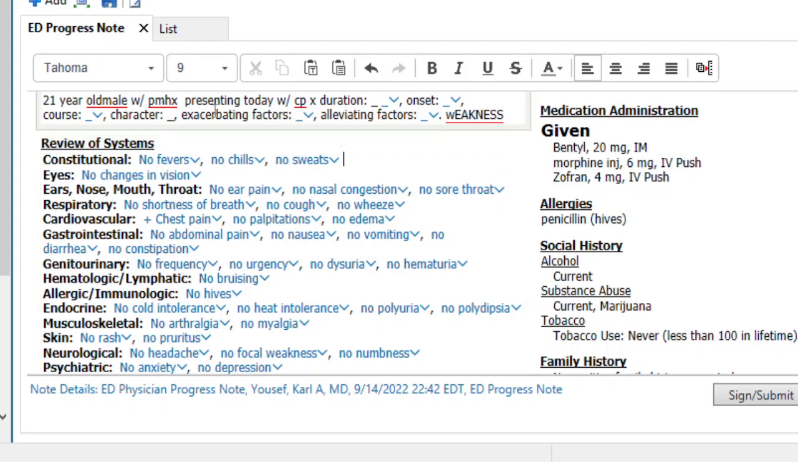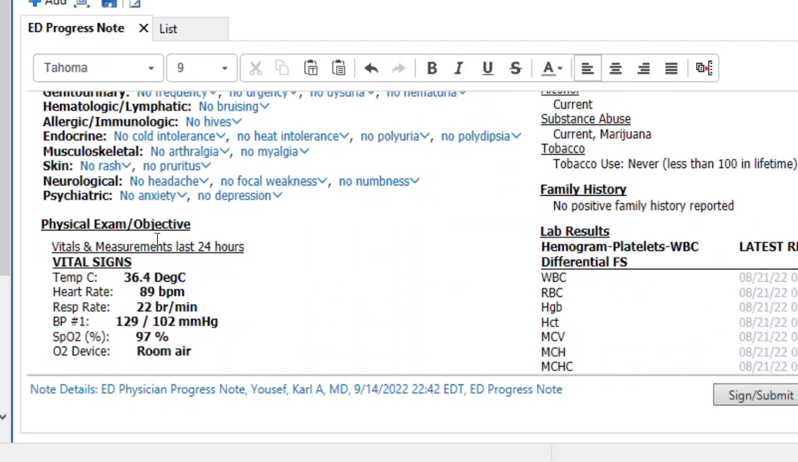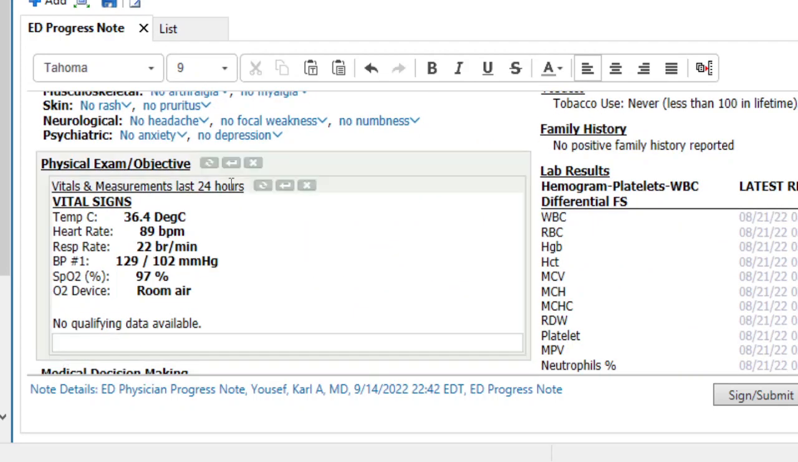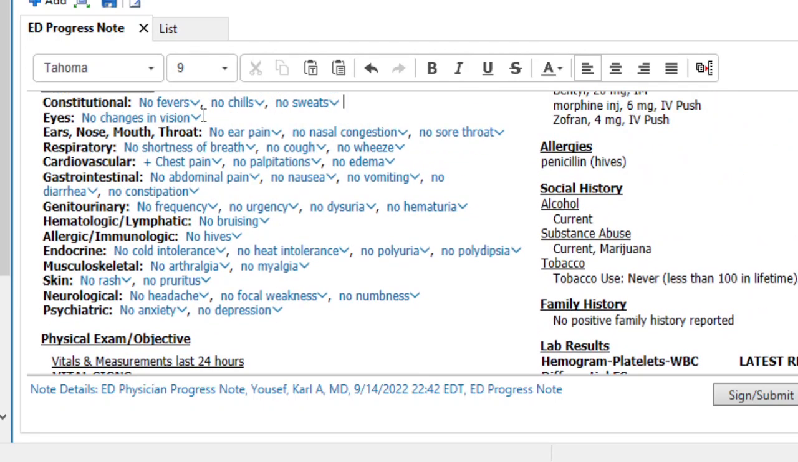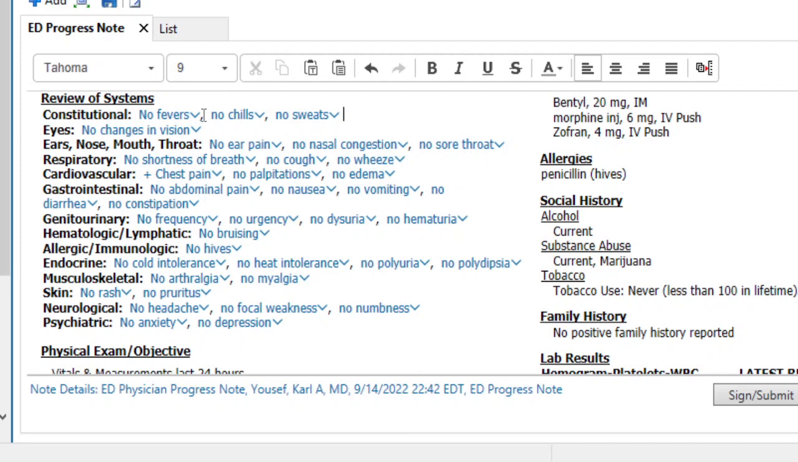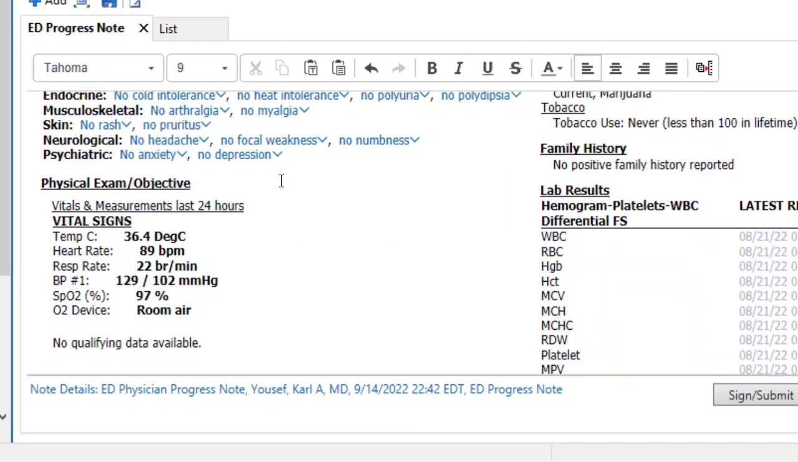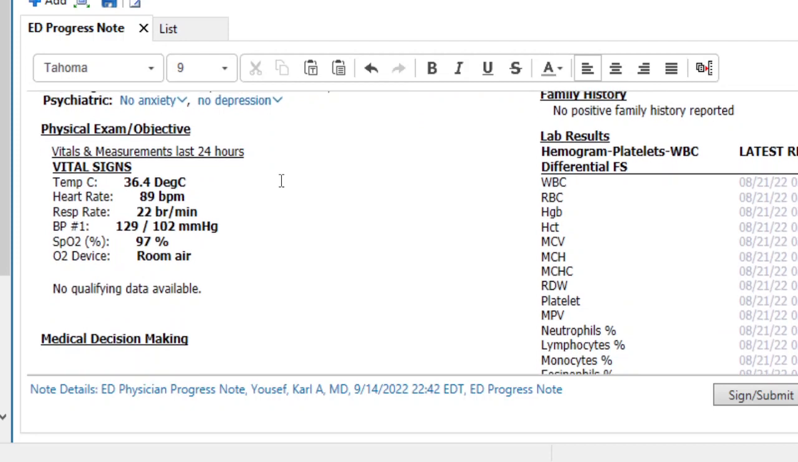Many people will relist it here in the HPI. We'll put it in the HPI. We'll relist it in the review of systems. And then as they write their MDM, they'll relist everything that they've listed in their HPI and their ROS. This is excessive, and again, the redundancy creates opportunity for error and does not speed you up and does not add to your chart. So just something to be aware of.